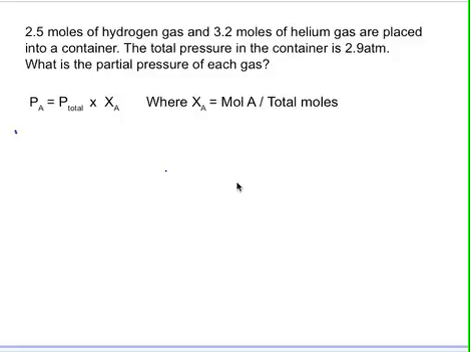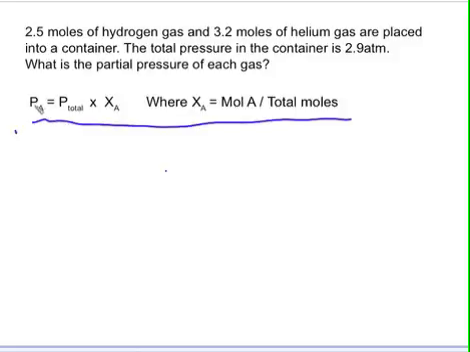Problem where we're trying to find the pressure of individual gases in a container. Alright, so the first thing is that you're going to need to know this equation here. You can find it on your formula sheet for AP Chemistry. It's found on that sheet.